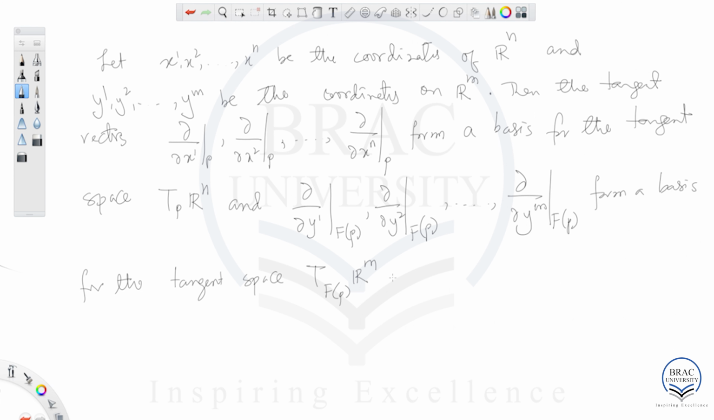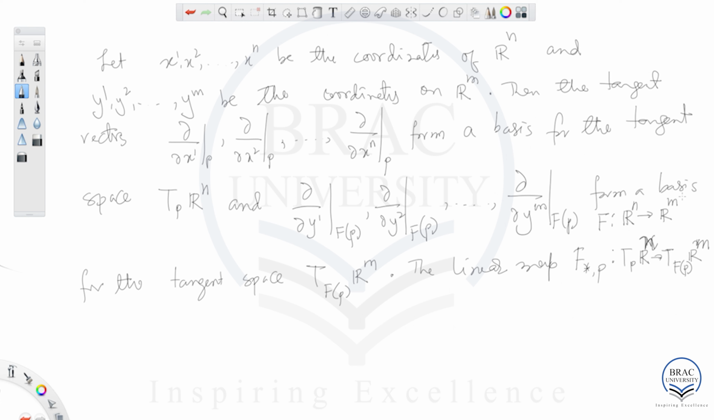Now the linear map F star comma p, the differential of F, from T_p R^n to T_F(p) R^m. Sorry, this is small n, this is R^m. Remember the original function F was a map from R^n to R^m.